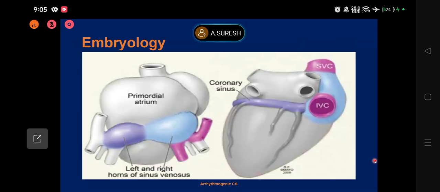So coming to the embryology, as you all know, in the third week, the heart forms like a single tube, and it differentiates into primordial atrium and sinus venosus. And in the fourth week, the sinus venosus further differentiates into the left horn and the right horn. The right horn forms the SVC and IVC by differentiating, and the coronary sinus is formed by the left horn of the sinus venosus by further differentiation.